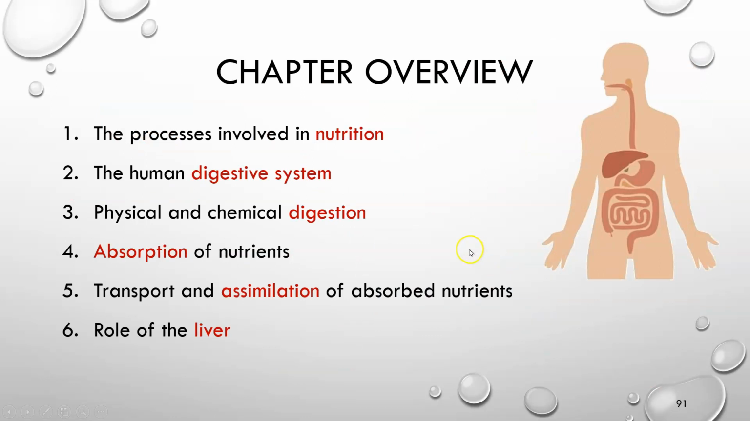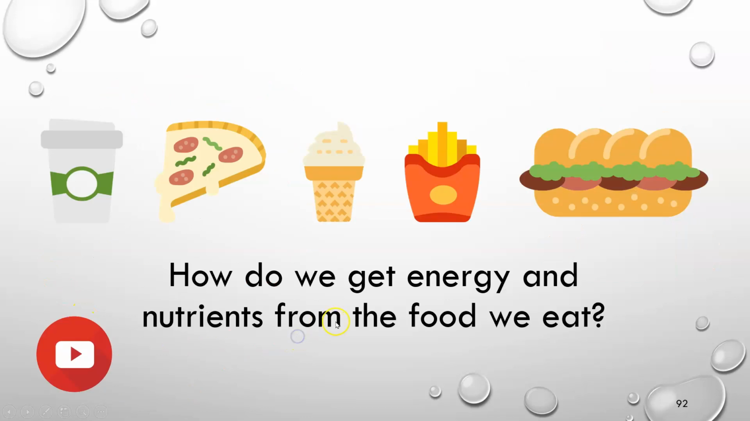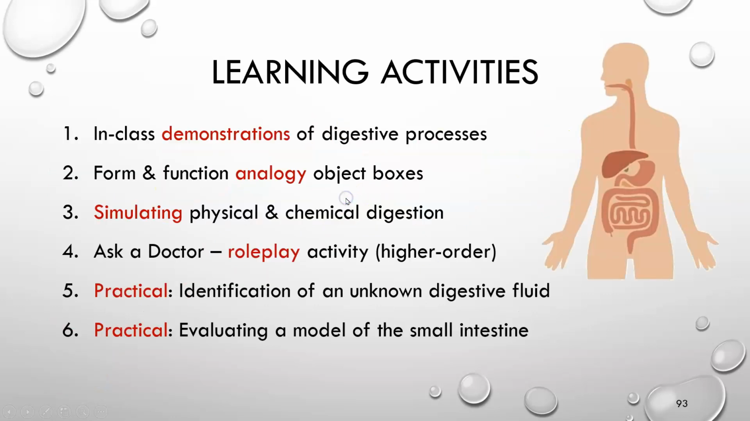Okay, the chapter overview. We have learned about the processes involved in nutrition. We have learned about the human digestive system. We have learned about the difference between physical and chemical digestion. We have learned about absorption of nutrients. We have learned about transport and assimilation of absorbed nutrients. We have learned about the role of the liver. Okay, this is actually a really long chapter. A lot of things that you have to remember. So you can recap by watching the videos that are shown previously.